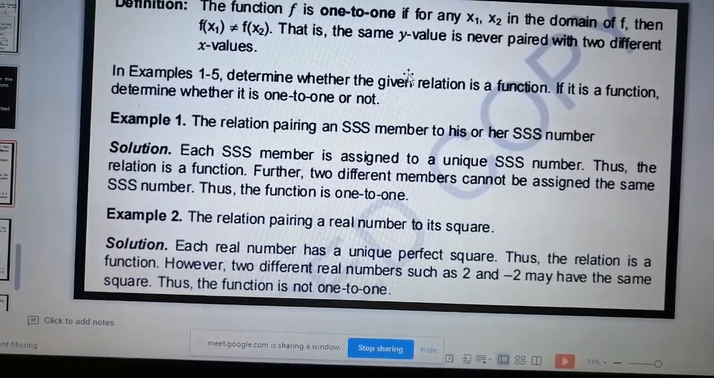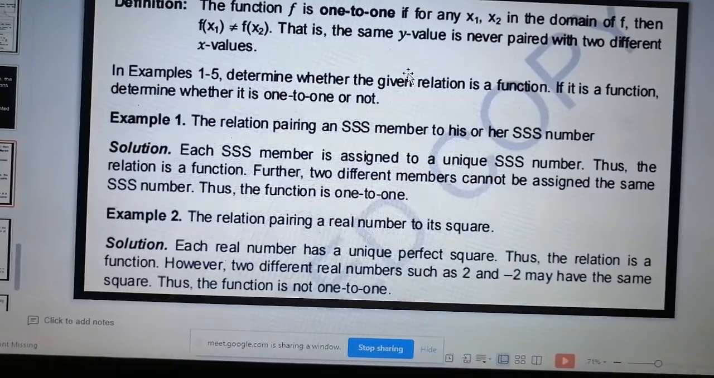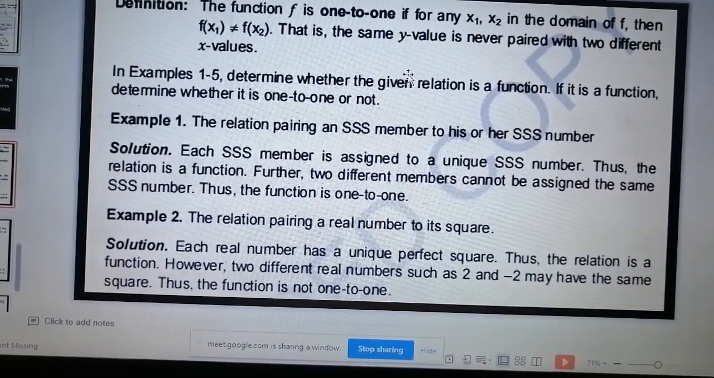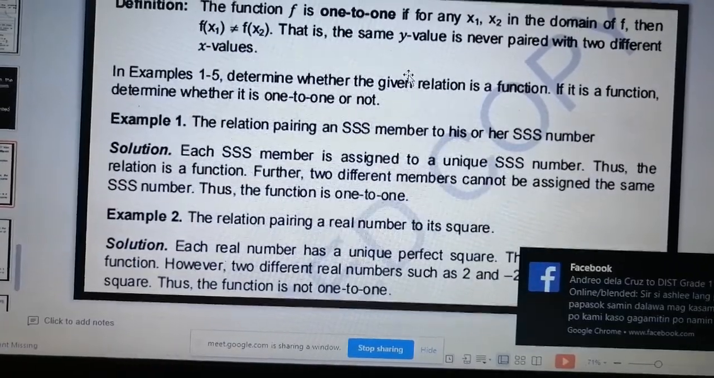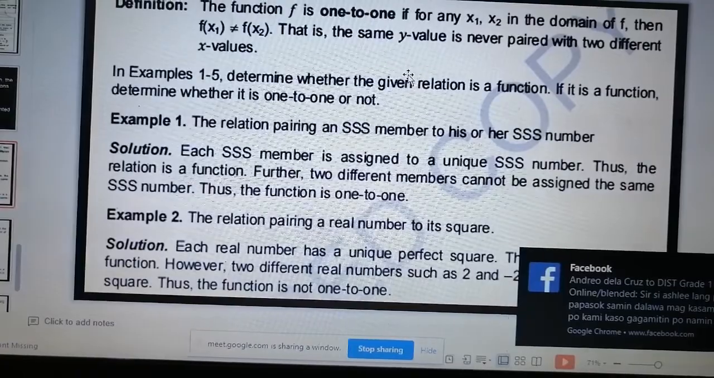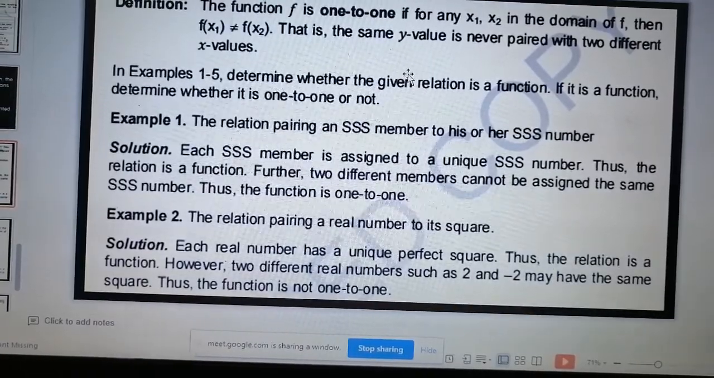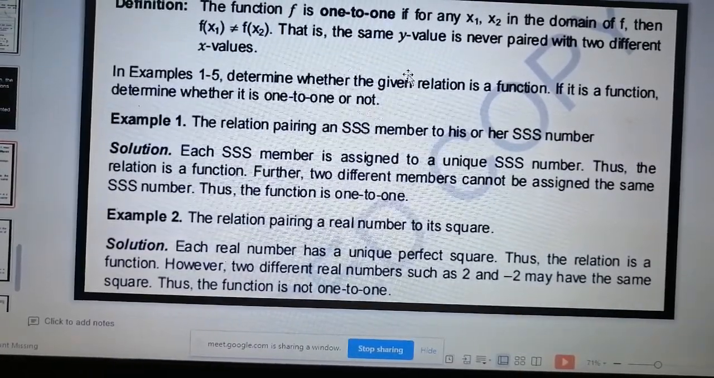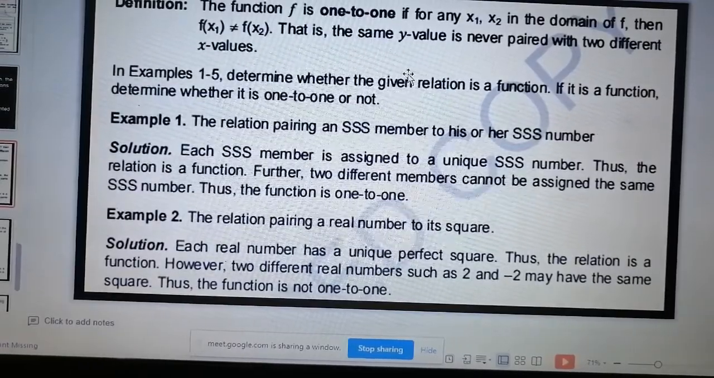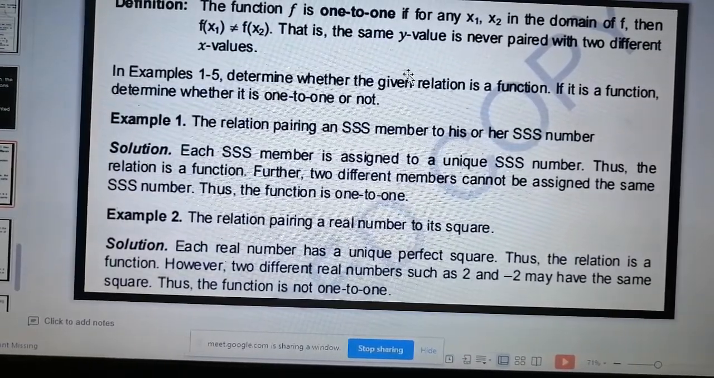Okay, we have example 1 to 5 tayo. Determine whether the given relation is a function. If it is a function, determine whether it is 1-to-1 or not. Okay, example number 1. The relation pairing an SSS member to his or her SSS number.